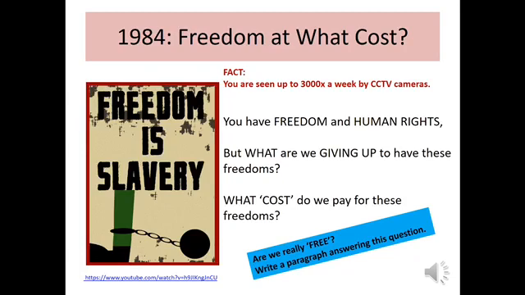It's from a famous book that was turned into a film. The book is called 1984. It's written by George Orwell. Okay. If we read through, there's a little fact there for you. It says you are seen up to 3,000 times a week by CCTV cameras. You have freedom and human rights, but what are we giving up to have these freedoms? What cost do we pay for these freedoms?